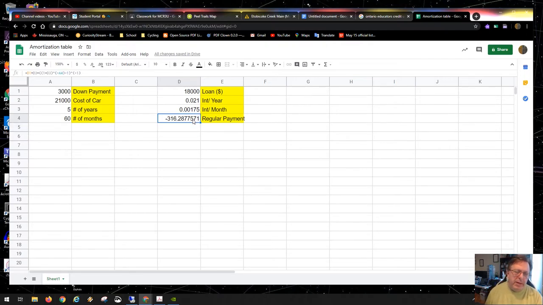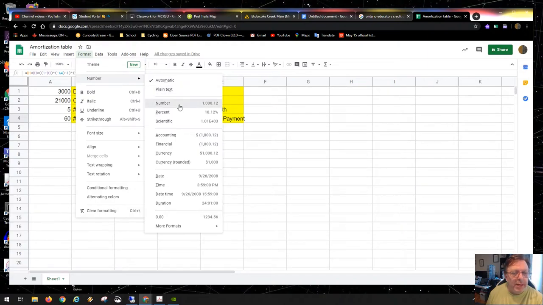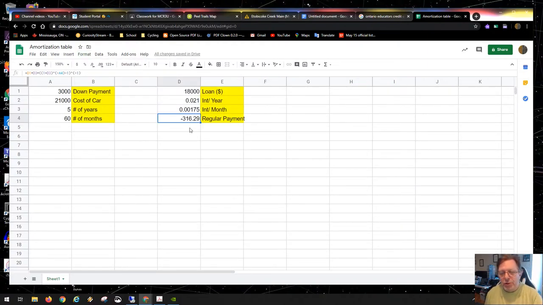I keep harping on the idea that this should be in dollars and cents, right? So minus 316, a negative number? Well, okay, the reason it's a negative number is that money is what you are paying. So you are losing that money. That's why it's negative, okay? So we're just going to go to format, and then number, and then select number again. And like magic, we have dollars and cents. Okay, now 60 months.